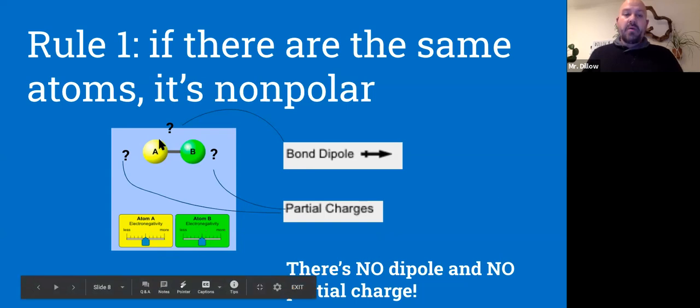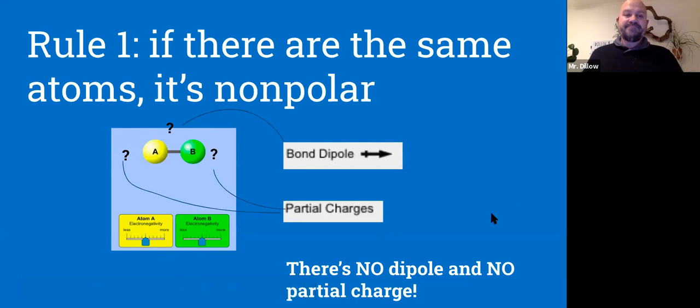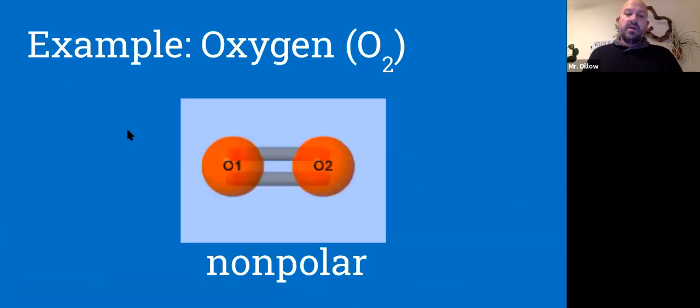Now, what if there are more than just two atoms? Well, an example of a nonpolar molecule would be oxygen. Oxygen is a diatomic molecule. It's two oxygens bonded together with a double bond. So since these are both the same atom, oxygen, this is nonpolar.